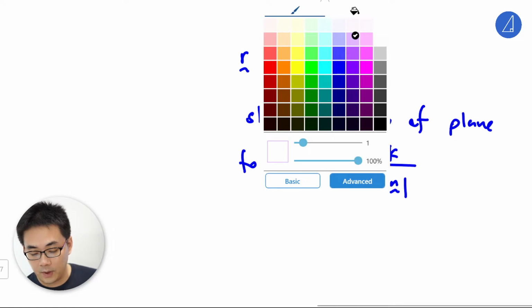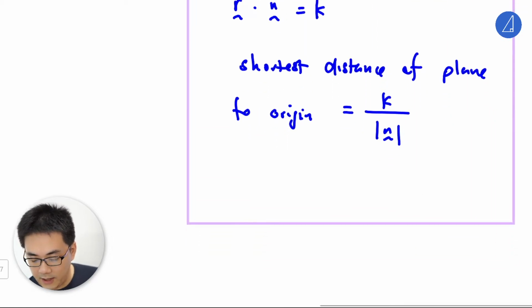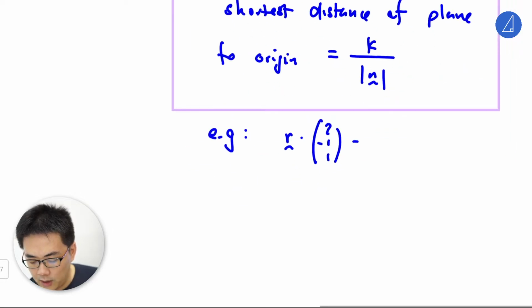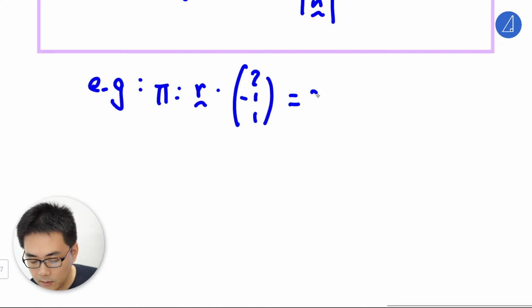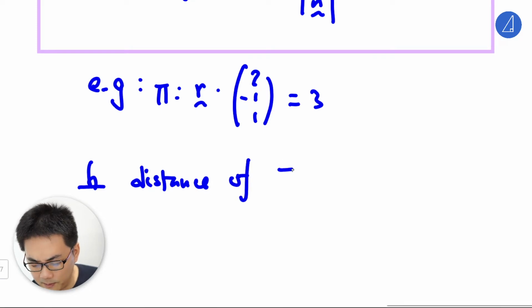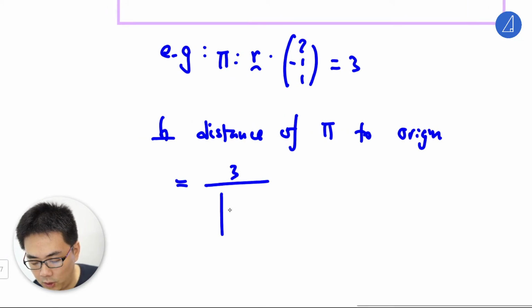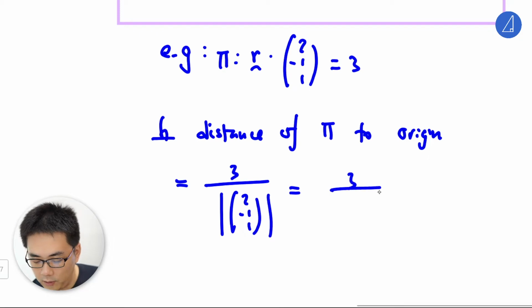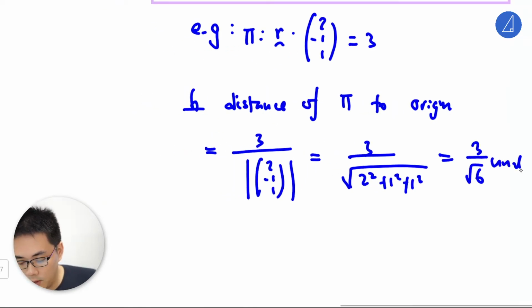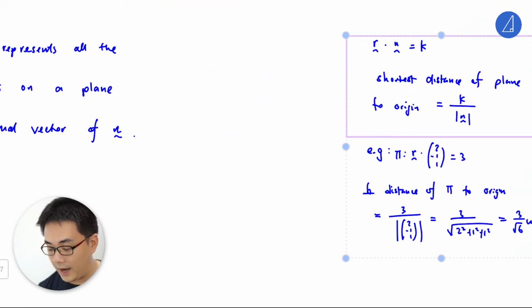So for example, if I got r dot (2, 1, -1) equals 3, I know that the perpendicular distance of the plane to the origin is definitely 3 over mod of (2, 1, -1), which is 3 over square root of 2 squared plus 1 squared plus 1 squared, which is actually 4, or this is 3 over root 6. Okay, so this is just a recap.